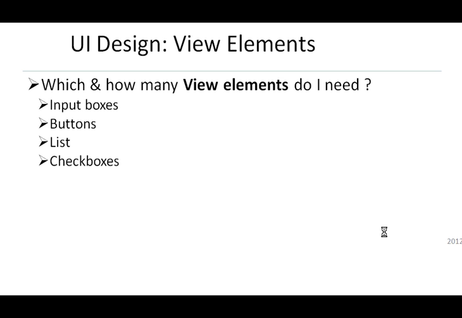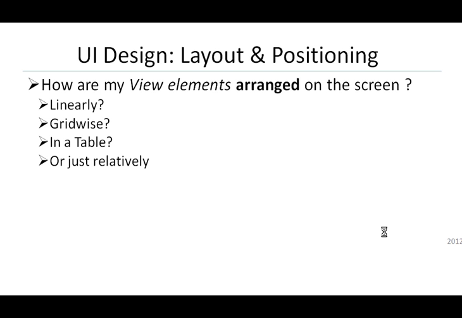These are the basic questions you should take care of when you are going to design the elements. Which and how many view elements do you need? If you are going to design your screen, you should ask yourself how many elements you are going to use for that particular screen, and you must specify all those elements in one list. Then decide how your view elements are arranged on the screen: linearly, grid-wise, table, or relatively, and according to that you should use different layouts.